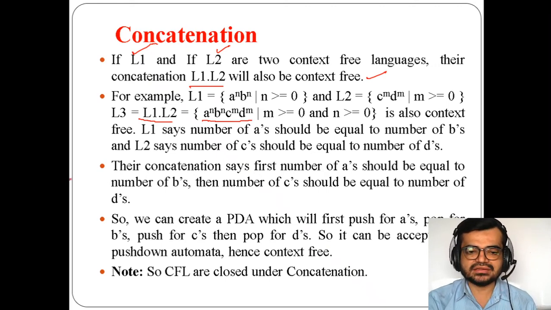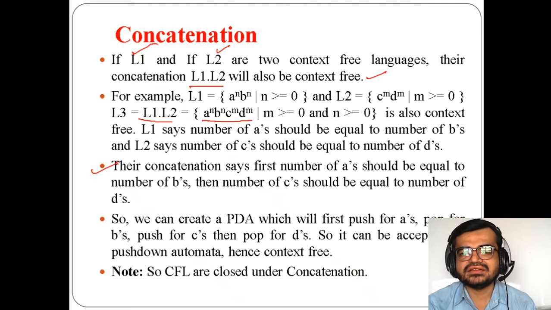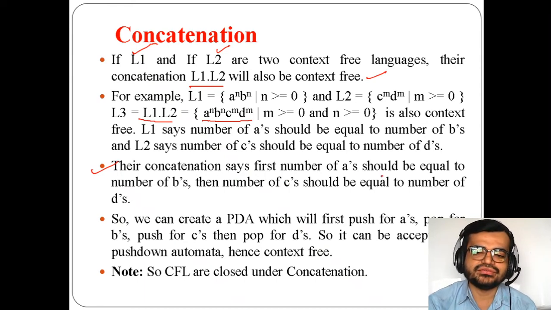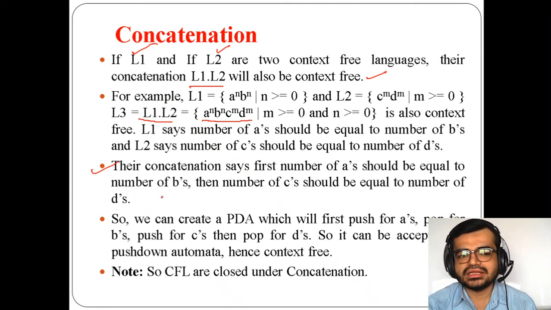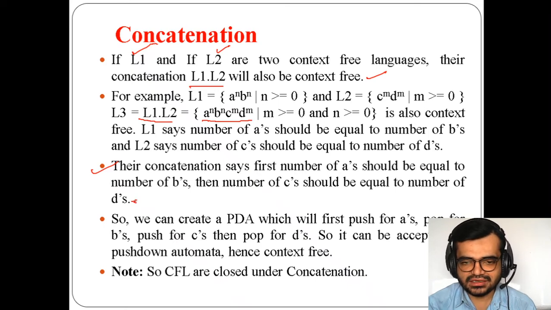Now this point again is important. What this concatenation says is that first the number of A's should be equal to the number of B's, then the number of C's should be equal to the number of D's. That means if the number of A's is equal to the number of B's, then the number of C's should be equal to the number of D's. This is what we required, right?